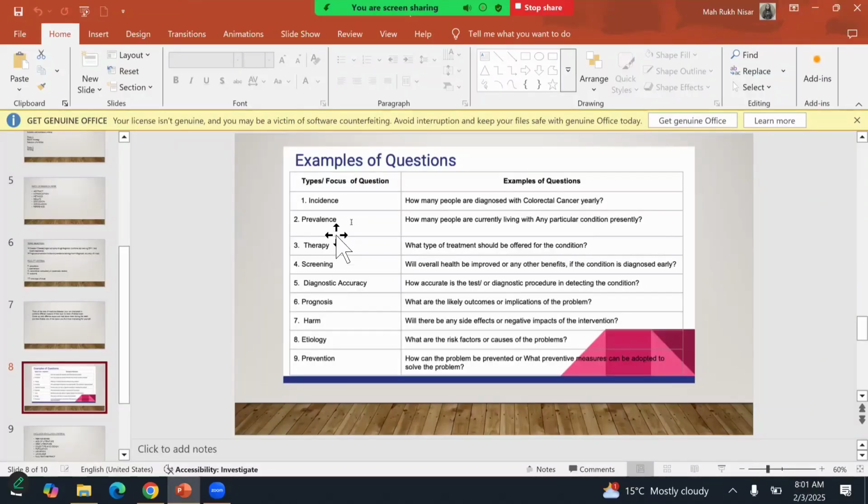And the example of prevalence is how many people are currently living with any particular condition. For example, stroke. So concept one is stroke, and how many people are currently living with stroke is concept two. And these are all just like that.